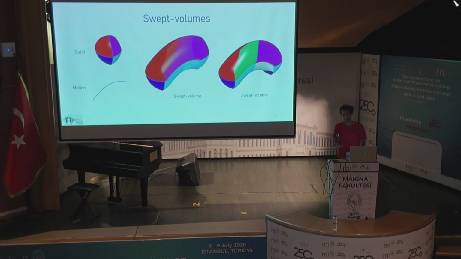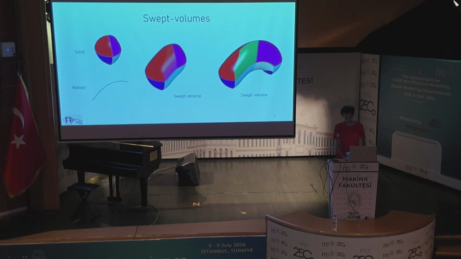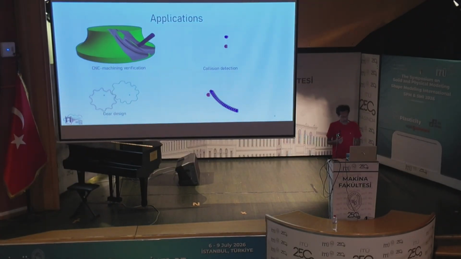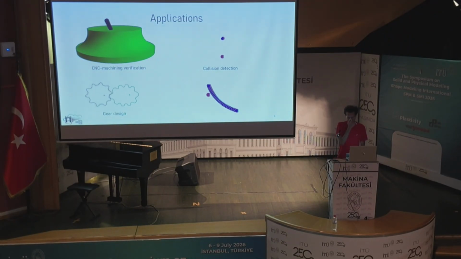The problem of swept volume computation is a classic one in solid modeling. Given a solid and a motion, the problem is to compute the shape swept by the solid as it moves along the motion. There are a number of applications of this problem. For example, in CNC machining verification, one may compute the swept volume of the tool, subtract that from the block, and compare the resulting shape with the desired shape.